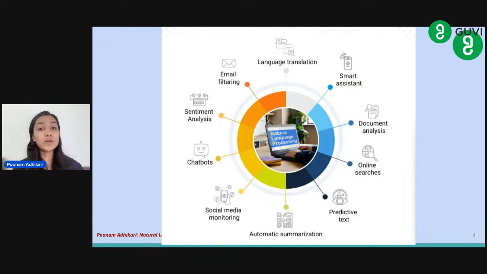Followed by that, we can do document analysis. Let's suppose I'm working as a legal assistant and I would like to know whether the document that has been framed has some loopholes inside it or not. Or I can do online searches. You might be very familiar with the Google search engine or the Yahoo search engine. Followed by that, we are using ChatGPT, or we are living in the generation where ChatGPT is the most popular thing. We are predicting the text. Or, as you have seen, when you are writing an email in Gmail, you get some recommendation.